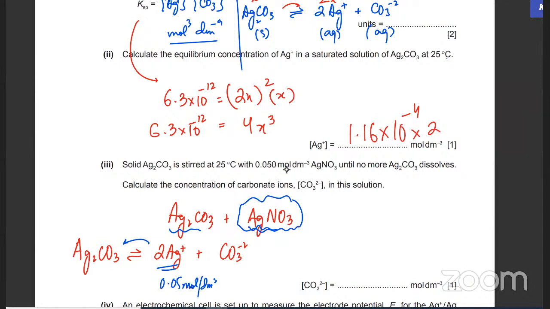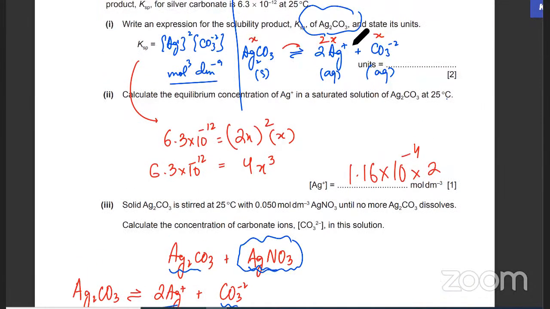So the solution already has silver ions, so it's 0.05 mole per dm cube. So we're going to try and find out what the concentration of carbonate ions is now. So I'm going to take that as X. So the only difference is, in the previous case, if the concentration of carbonate ion was X, the concentration of silver ions was 2X, right?